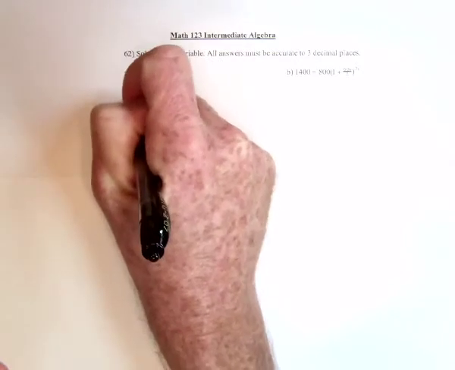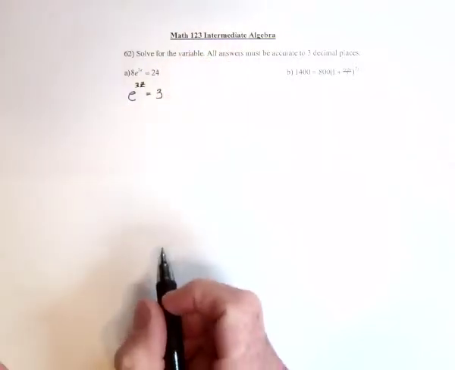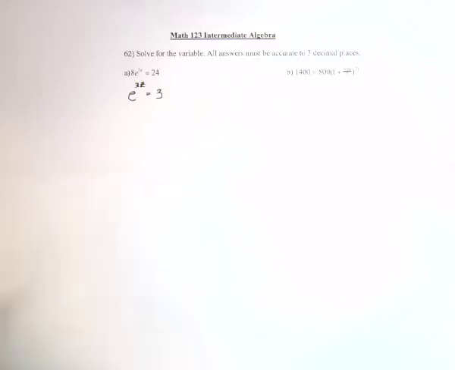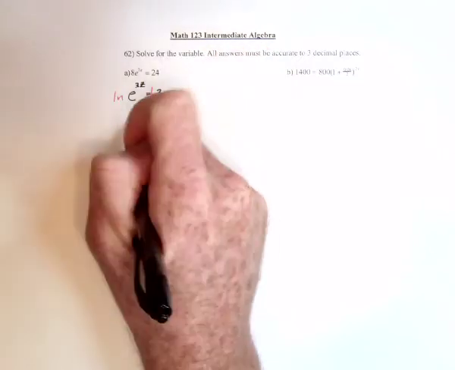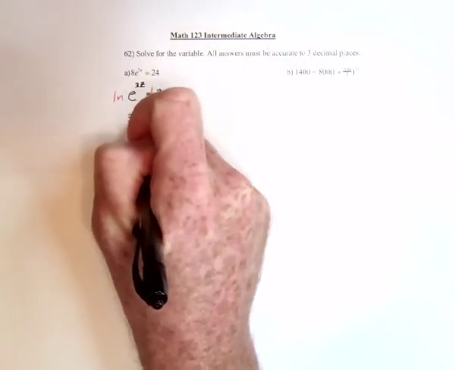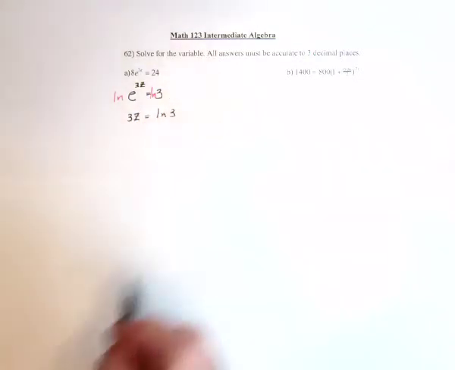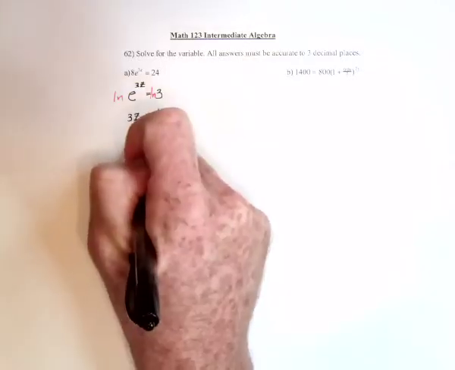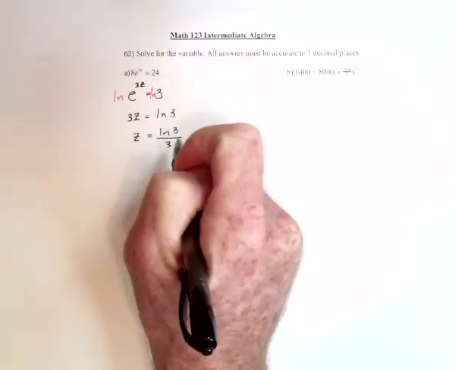e to the 3z is equal to 3 when you divide both sides by 8. And then take natural log of both sides. So the natural log and the e will cancel each other out. We have just 3z on the left side, and then the natural log of 3. And then just divide both sides by 3. So z will equal the natural log of 3 divided by 3.